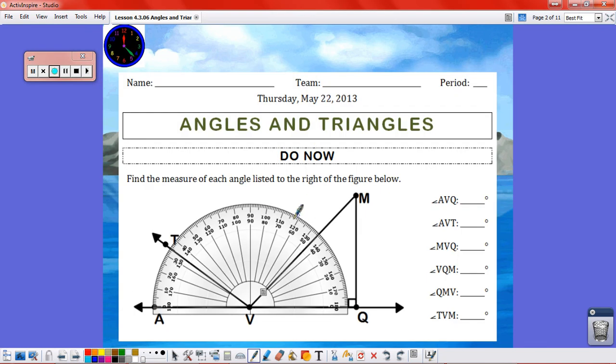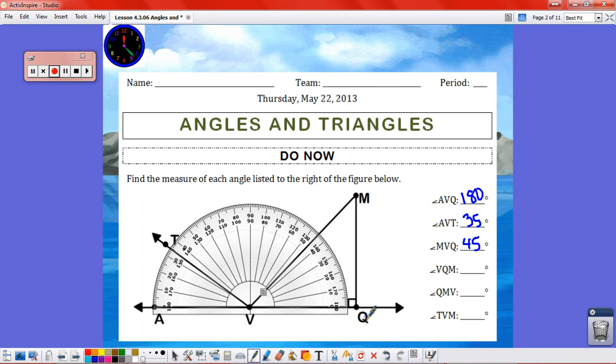We have a warm-up here to find the measure of each of the listed angles, and it's placed on a protractor, but as you can see there are some angles that are not lined up with the protractor, so we're going to have to use some of our theories to find some of them. So angle AVQ is going directly across a straight angle, so that has to be 180 degrees. Angle AVT is an acute angle that passes through at 35 degrees. Angle MVQ is another acute angle passing through at 45 degrees.